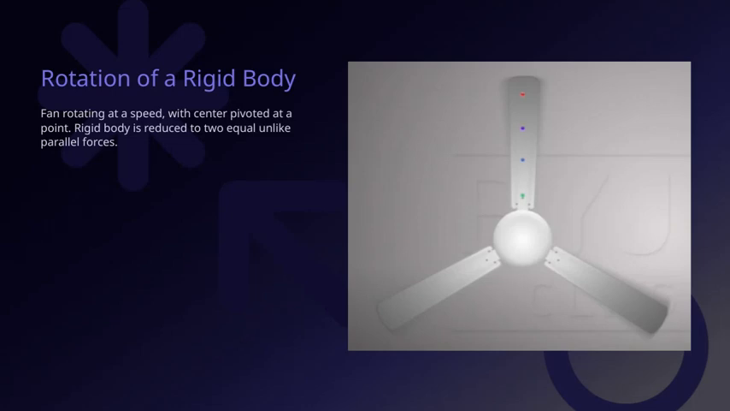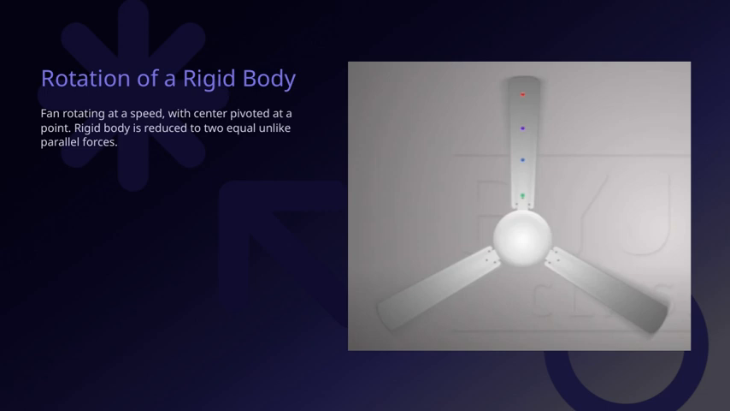Here, we see a fan rotating at a certain speed, with its center pivoted at a fixed point. What's important to note is that when analyzing the rotation of a rigid body like this fan, we can simplify the situation. Instead of considering all the complex forces acting on it, we reduce the entire body to just two equal but opposite forces that are not aligned, meaning they are parallel but unlike in nature. This simplification helps us understand the rotational behavior more clearly.